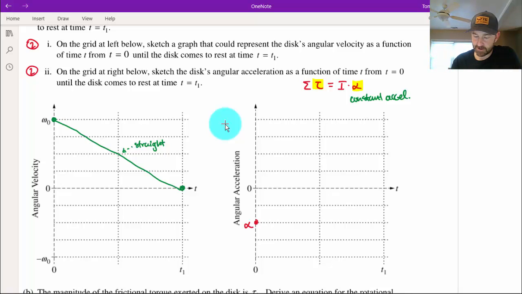It's going to be the same alpha the entire time until it stops. And so it'd be nice straight, make that note again, straight. Straight horizontal line because it's a constant acceleration the entire time.